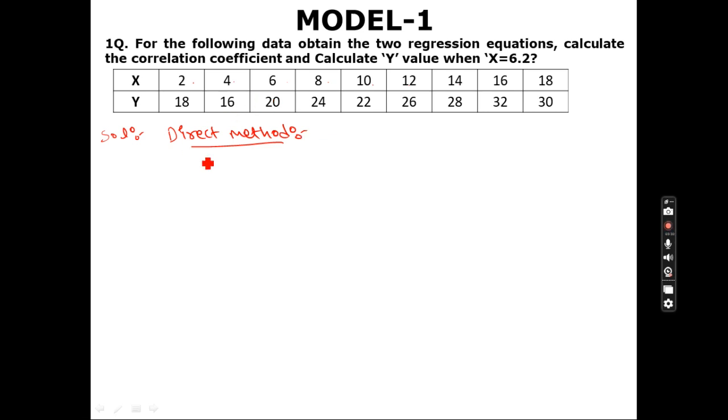Next, what is it asking? Reading the question is very important. First understand: the following are the data obtained, and find the two regression equations and calculate the coefficient of correlation r, and find the value of y when x equals 6.2.